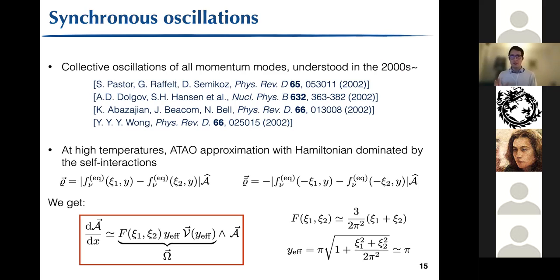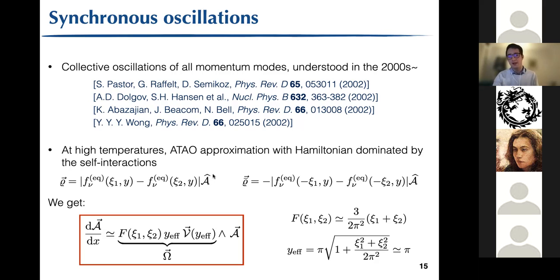First, this is a phenomenon that was uncovered and really well understood in the 2000s. For instance, the last two papers provided analytical treatments of the synchronous oscillations, but I want to revisit this here with the ATAO approximation, and then show you that we can go further thanks to it. The main argument is that at high temperatures, the Hamiltonian is really dominated by the self-interactions. Remember in the plot I showed, the light blue curve was really above any other. So the density matrix vectors are really aligned with the asymmetry unit vector.